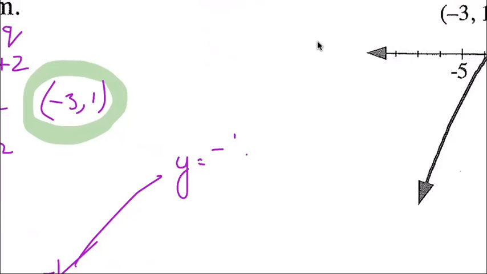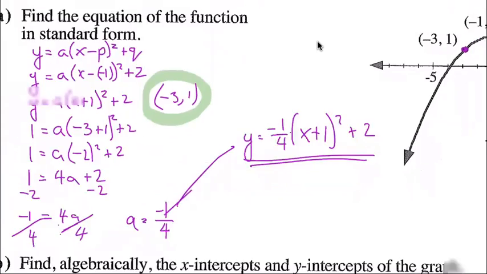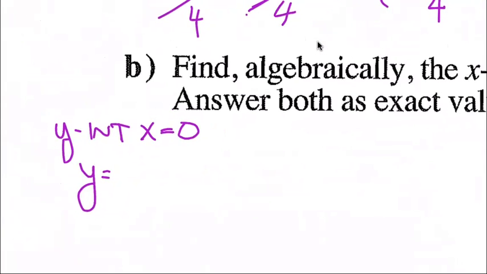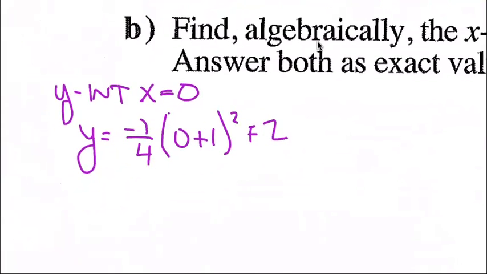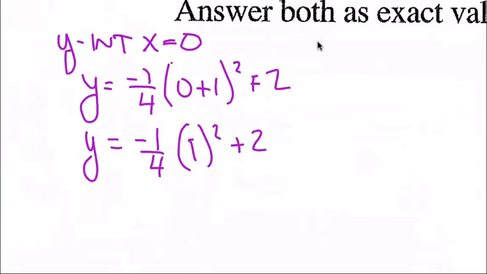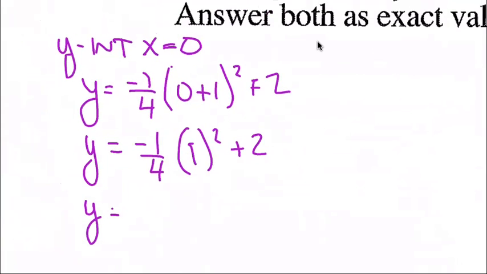y equals negative 1 over 4, bracket x plus 1 squared plus 2. There's your equation. Follow the same steps. Now we're going to find our y-intercept. We're going to make x equal to 0. Substitute that into our formula. 0 plus 1 squared plus 2. 0 plus 1 is 1. Negative 1 over 4, 1 squared plus 2. 1 times 1 is 1. So this is y is equal to negative 1 over 4 plus 2.